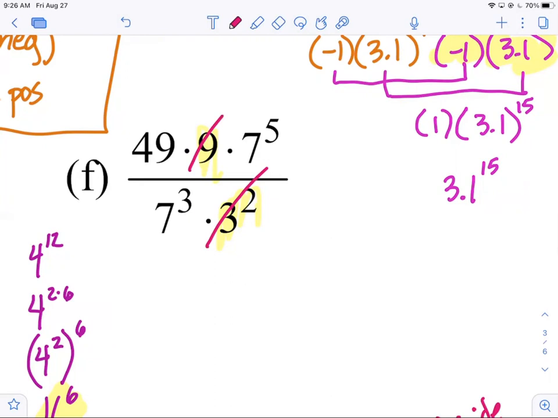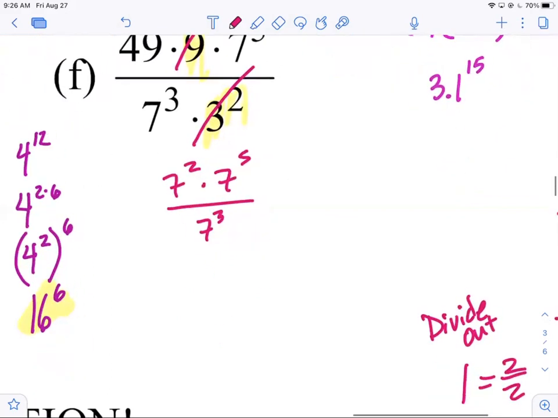Now, look at the 7's. 49 is really 7 squared, isn't it? So we've got 7 cubed, 7 to the 5th. I don't want to have to expand those out just to be able to divide them out. So here's what I'm going to do with what's left. I'm going to write 49 as 7 squared, and then I got 7 to the 5th over 7 cubed. Let's go ahead and combine those 7's in the top, shall we? What do we do when we're multiplying and the bases are the same? We add them. So we get 7 to the 7th over 7 to the 3rd.